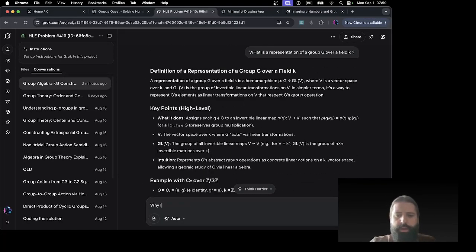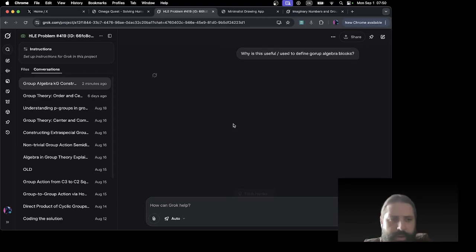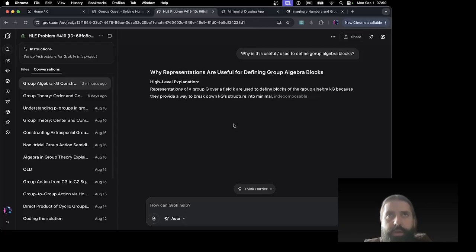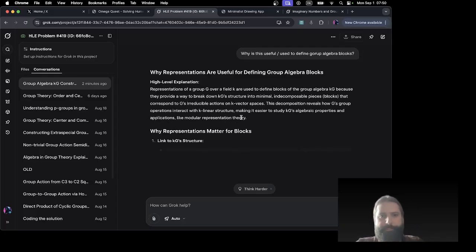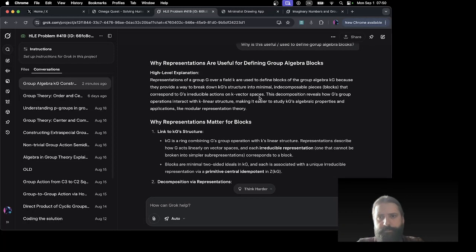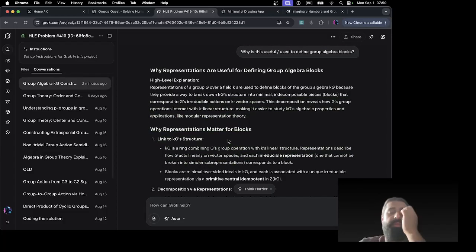Why is this useful or used to define group algebra blocks? I don't understand why. Why would you map these? You see, that's constantly too much text. I find myself not reading these, and I don't really need to read these.